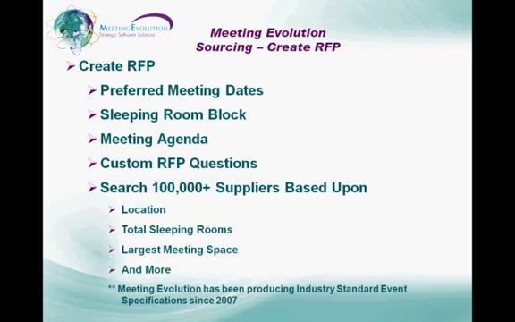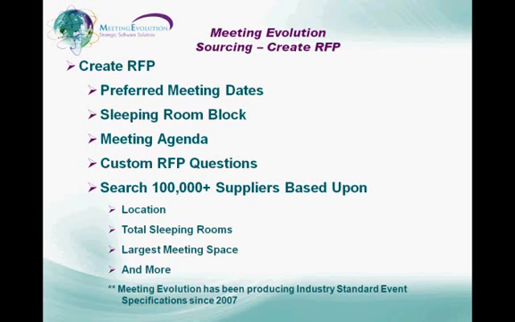Once you've created the event, then in Meeting Evolution we create the RFP. So the event is kind of the parent record, with very generic information, and then the RFP really gets into the details of your event. We can set preferred meeting dates. Sometimes the meeting dates are a subset of the event dates. Include your sleeping room block by room type by day. Include your meeting agenda, so your registration, your offices and storage, breakfast, lunch, dinner, meeting space, breakouts, including custom questions.